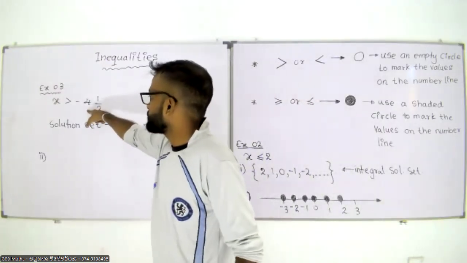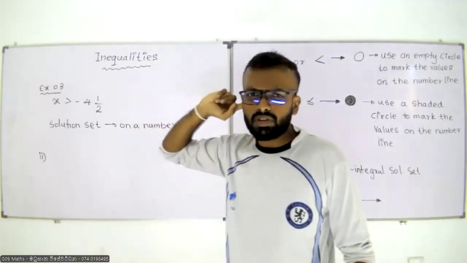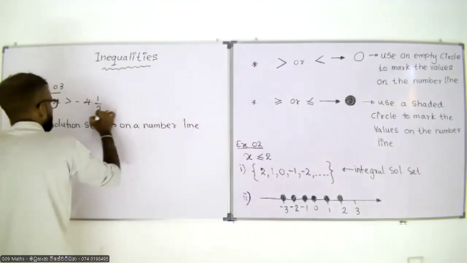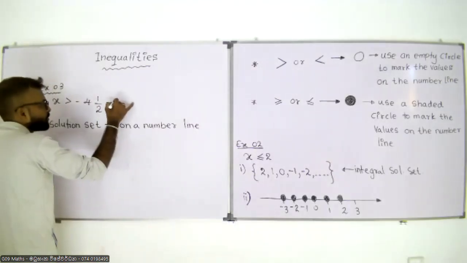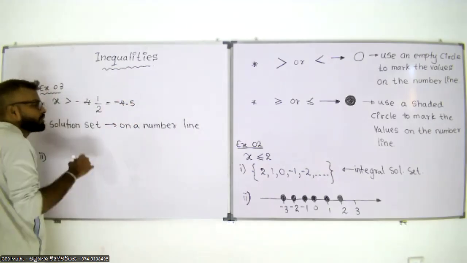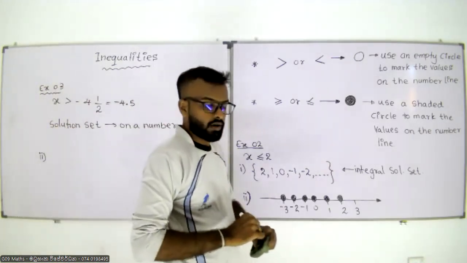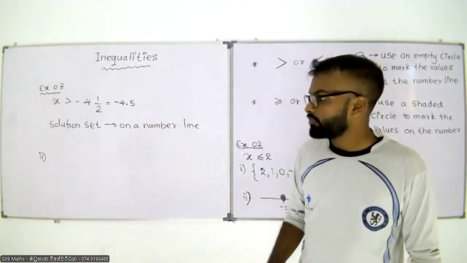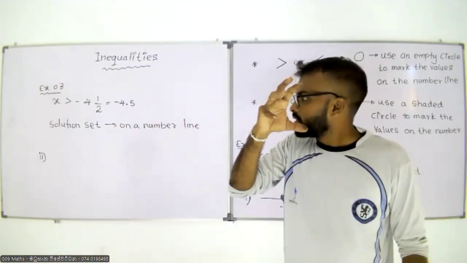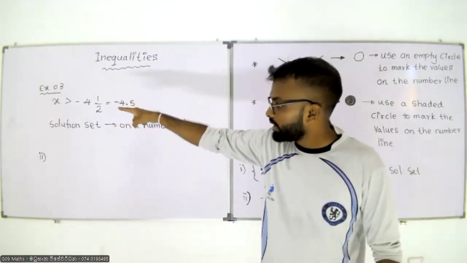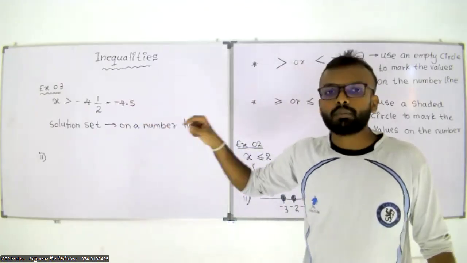Here, minus 4.1/2 means 4.5, right? So basically, this value is referred to as negative 4.5, right? Don't think too much. 4.5 means negative 4.5. Right? So we are going to represent the possible solution set for that inequality on a number line, right?